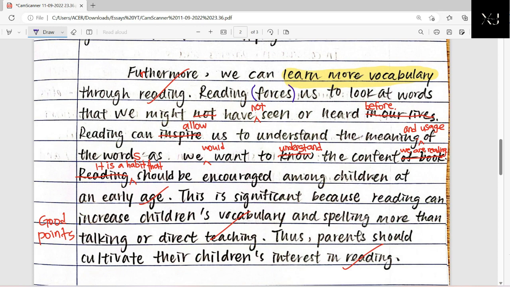Right here, why do we use the word forces? Because when you're reading a story, you are forced to look at that word, but by your own free will. So when you look at the word that you don't understand, you need to look out for the meaning, in order to understand the content, in order to understand what's going on in the story and all those things. And I don't want her to keep repeating the word reading.